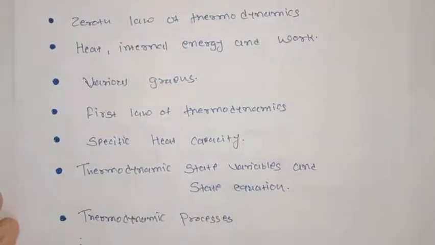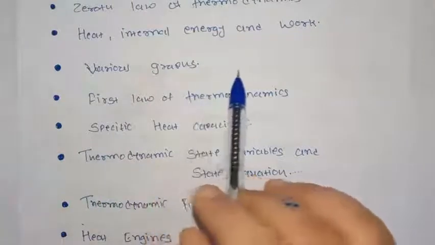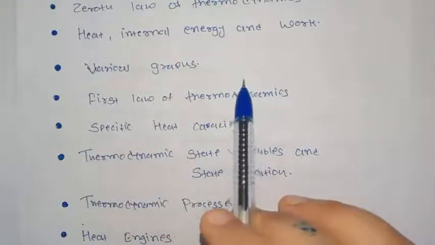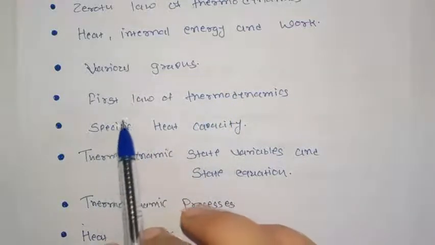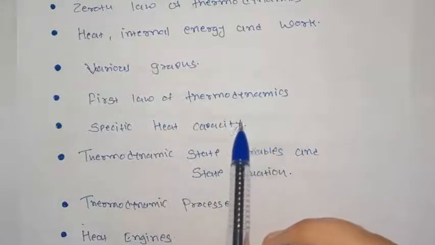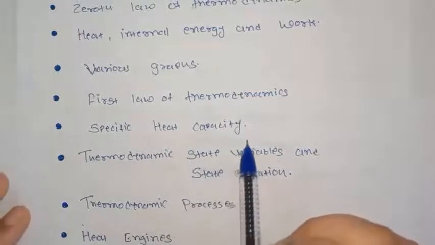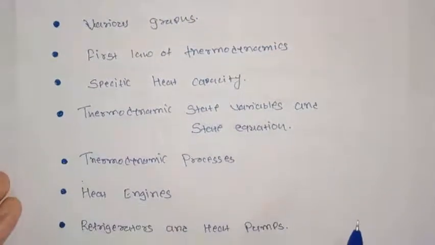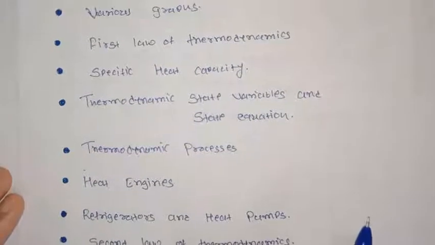Now we will see the various graphs. In that we will see various PV graphs, VT graphs, PT graphs for different thermodynamic processes. After that we will see the first law of thermodynamics, that is based on the conservation of energy. Then we will see the specific heat capacity of water. In that we will prove that famous relation Cp minus Cv is equal to R.